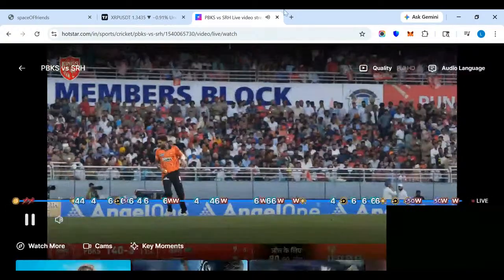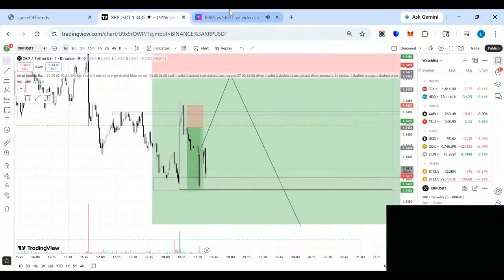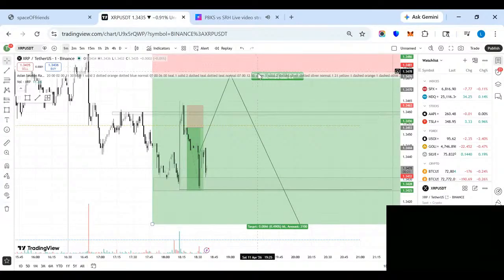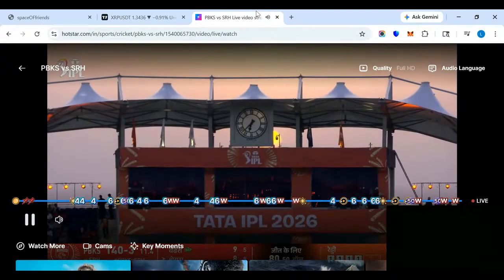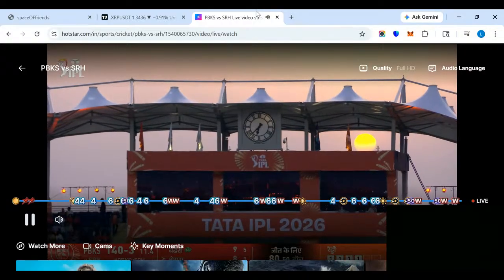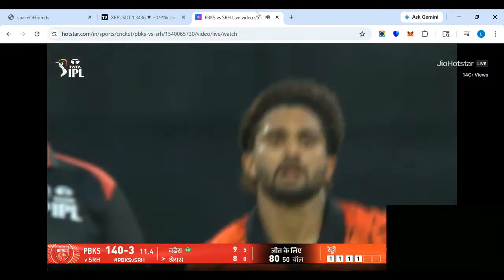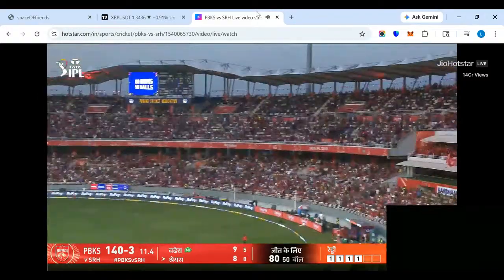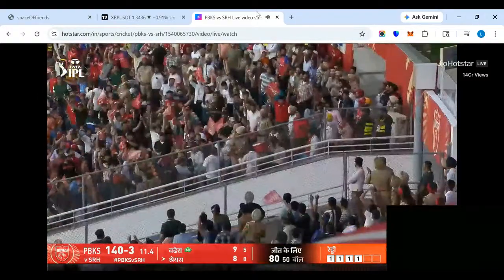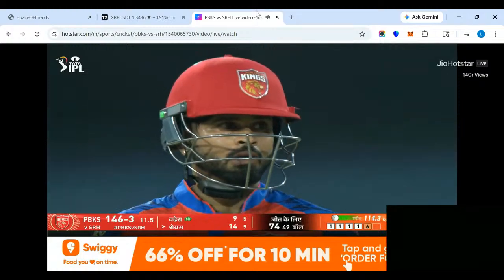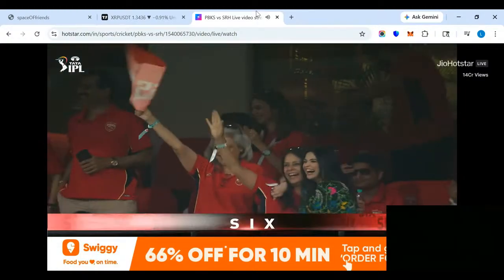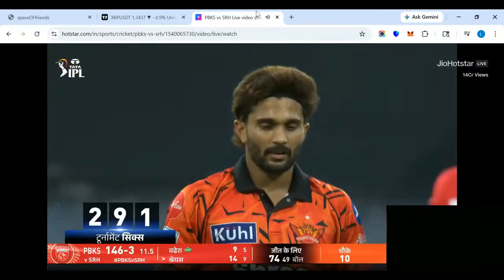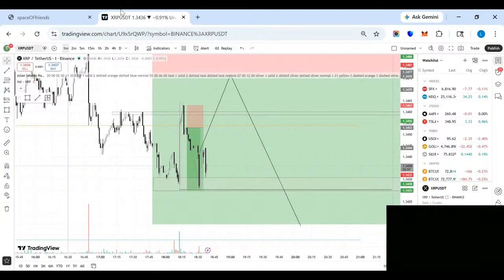Pretty bored. I'm very, very bored. It is a long way back to this buy or sell stop. Yeah, it's a good shot. Very, very nice shot. Six. Okay, we will see the match later on.